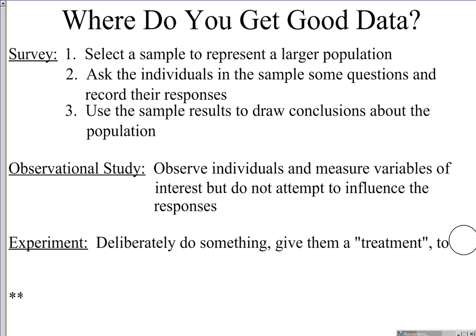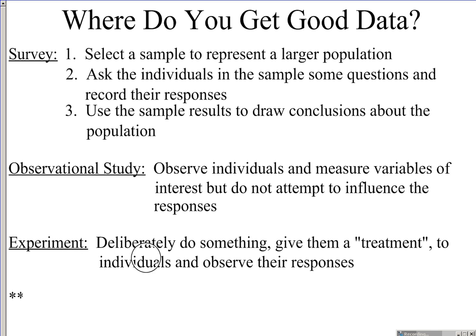An experiment, now, you deliberately do something or give them a treatment, and this word treatment is going to be the key. This is really what separates an observational study from an experiment. In an experiment, you give them a treatment, and then you observe their responses. So the way you're going to know the difference between the two is that in an observational study, there is no treatment. In an experiment, there is a treatment.